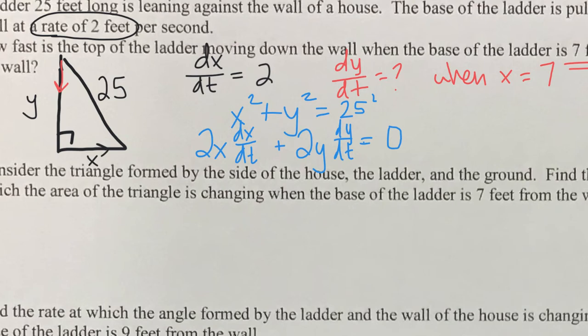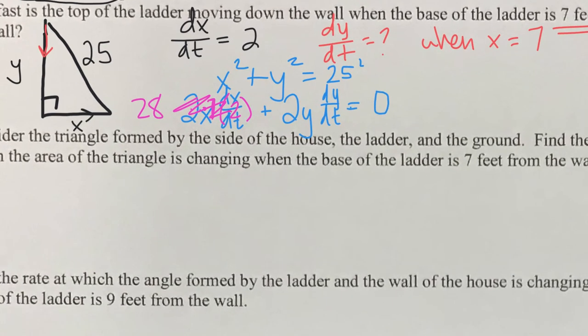So now let's see what we know. We can do some substitution here. We know that x is going to be 7, right? So we'll put a 7 in here. Yes, this might be sloppy, but it's okay. We know dx/dt is also 2. So 2 times 7 times 2, that's 28, right? So this whole entire thing will become a 28.